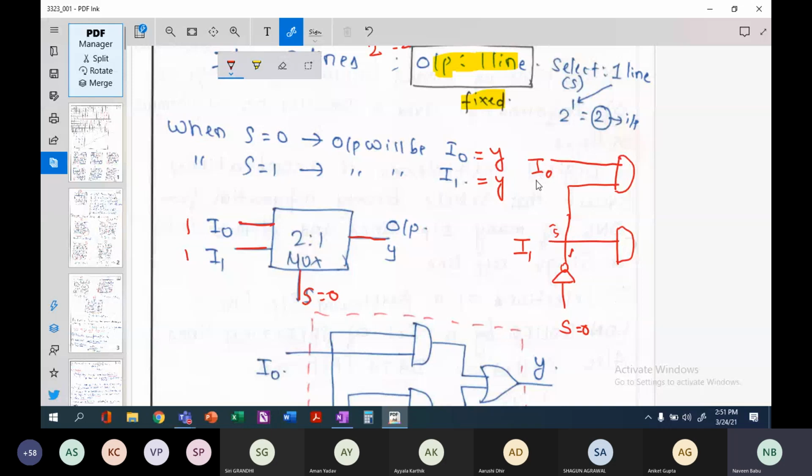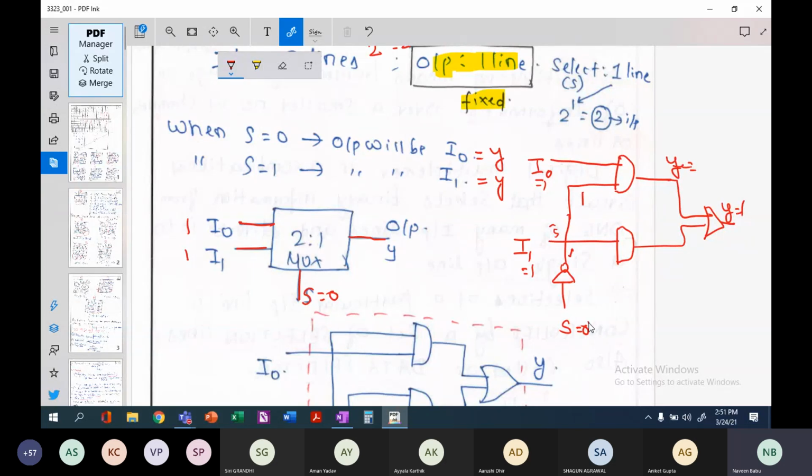So I0 is also 1, I1 is also 1. Since my S is 0, this line will be 1 and my Y output will be equal to... let us OR it. My Y output will be equal to 1.